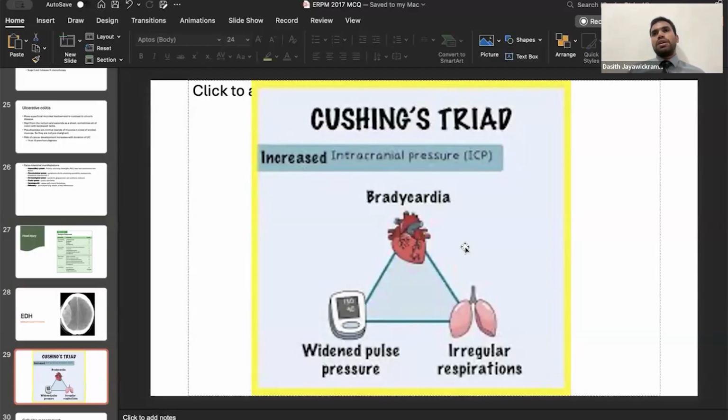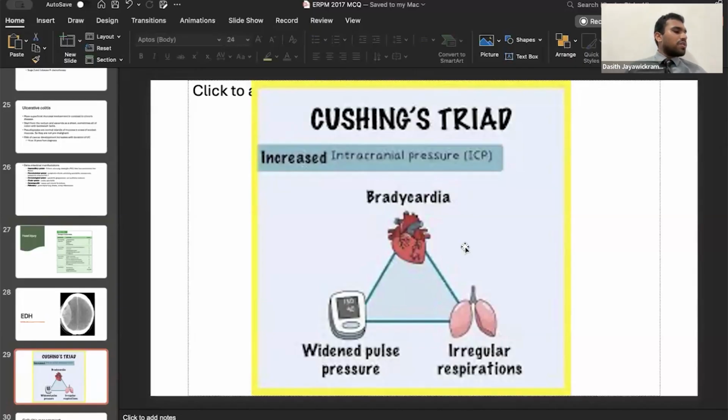Now, if you see a patient with head injury and having a high BP and low pulse rate and a little bit irregular breathing, then you should have a doubt whether this patient is in Cushing's triad.